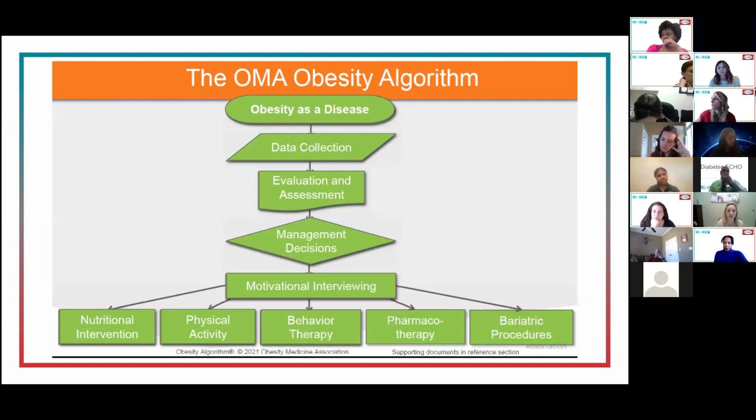So this is a great algorithm from OMA. They have a ton of really good free resources. And so it kind of goes through the treatment of obesity as a disease. So what I wanted to look at really is at the bottom. So nutritional intervention, physical activity, behavioral therapy, pharmacotherapy, and then bariatric procedures. Again, is this really any different from the treatment of diabetes? It's very, very similar.